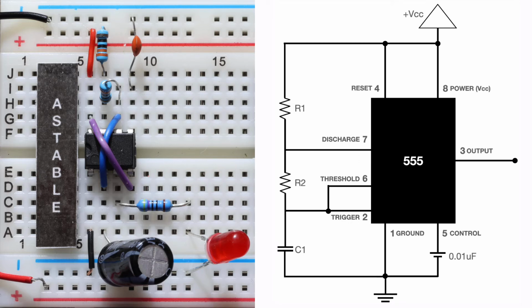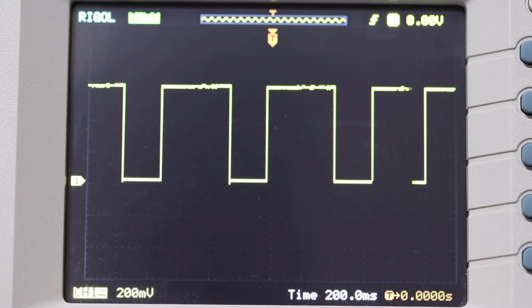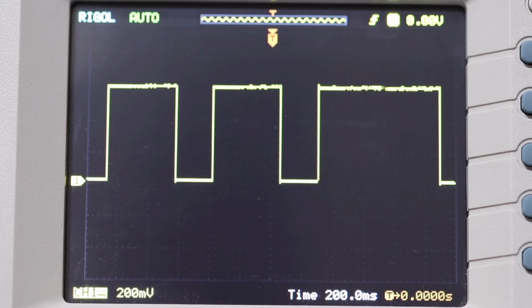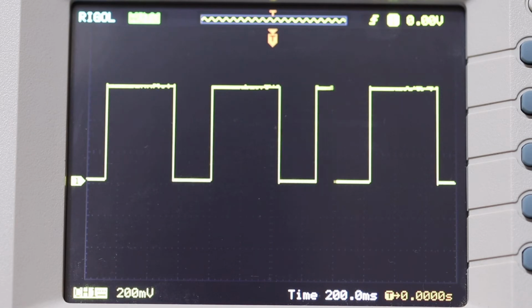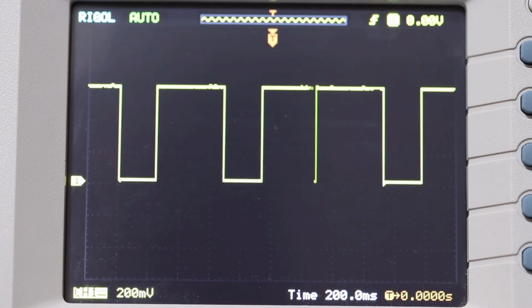This mode uses the 555 as an oscillator which outputs pulses at a set frequency and creates a rectangular square wave signal, as you can see here. Let's take a closer look at how this circuit works.